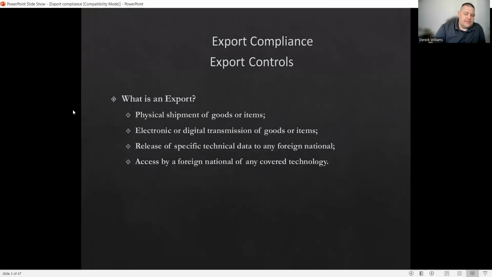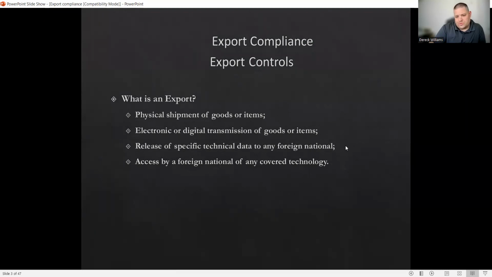So first thing we'll talk about is, we want to define what we're going to talk about. And really what we're talking about today is exports and export compliance. So what is an export? When we talk about that, we're talking about the physical shipment of goods or items. I think that's the most intuitive version of an export that most people understand. The one that tends to get more people caught off guard is the electronic or digital transmission of goods or items. This can be the emailing of technical drawings and other information, or the release of specific technical data to a foreign national.